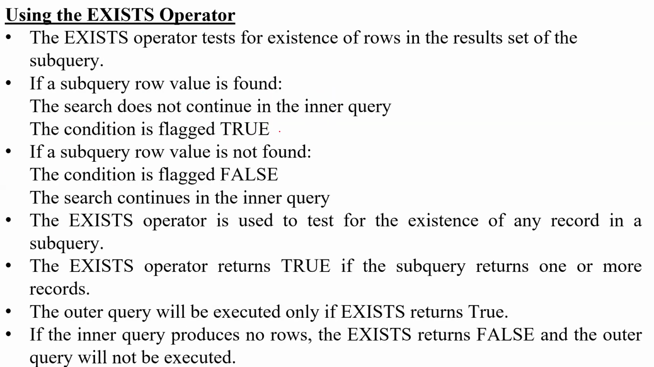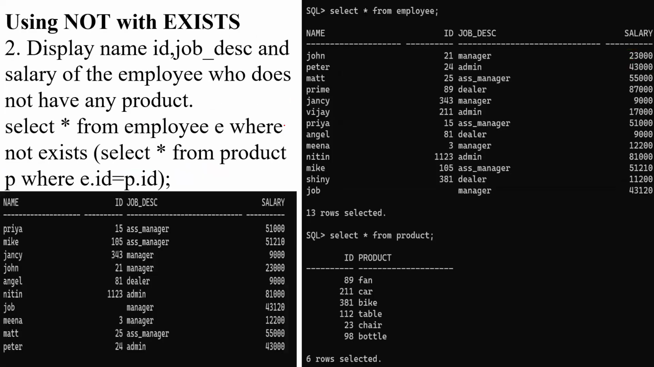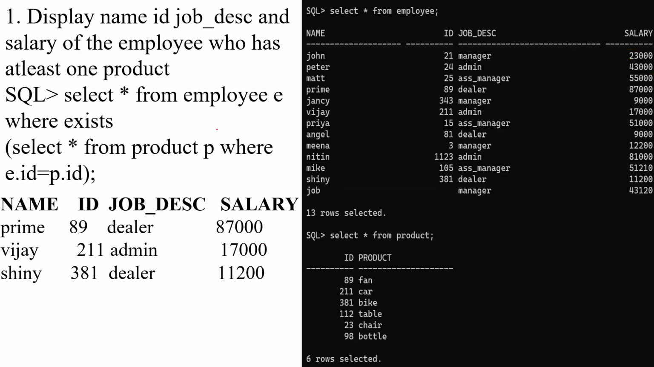You have two more operators, like EXISTS and NOT EXISTS, with the same kind of meaning. We need all the employee details. Select star from product P where... EXISTS always works between two tables. So I have two tables, the employee table and the product table. These are the data in the employee table and in the product table, and the common column between both tables is ID. Here I need to find the employee details of those who have at least one product produced in the product table. So there are two tables involved.